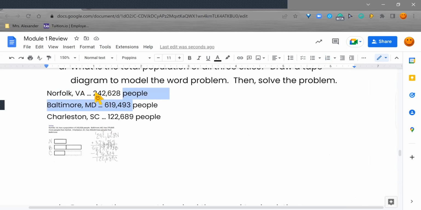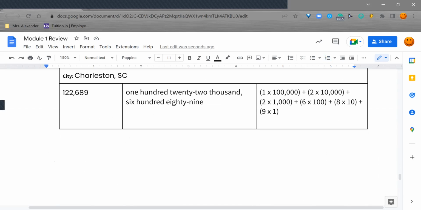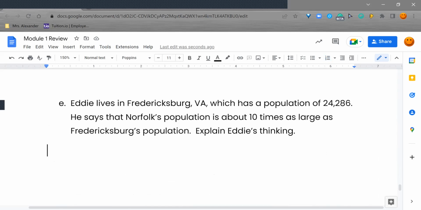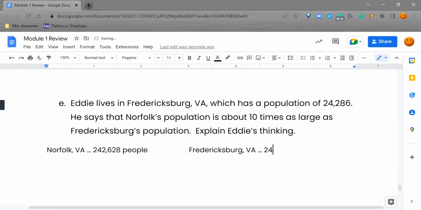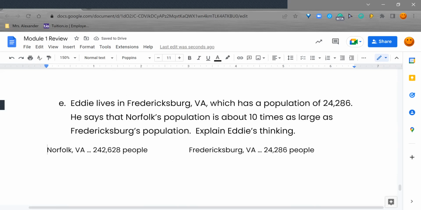So I'm going to highlight. I'm going to hit Control C. Then I'm going to bring it right down here, so I have it where I want it. So right here, I'm going to go Control V. So he's saying Fredericksburg, Virginia has 24,286 people. So there's a couple ways we could do it, you guys.